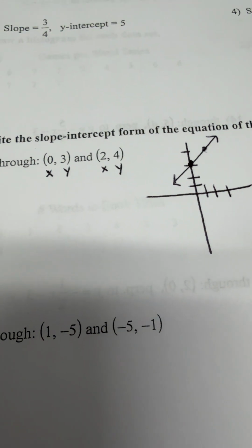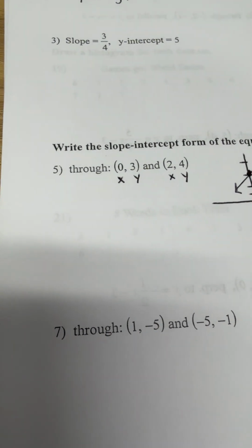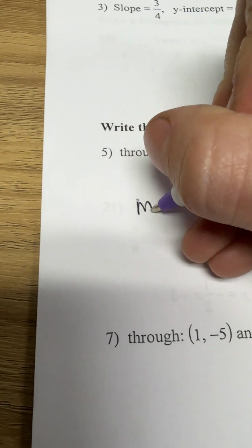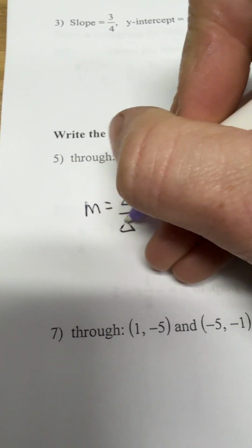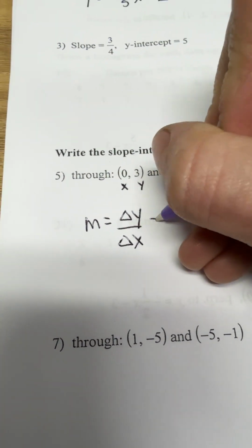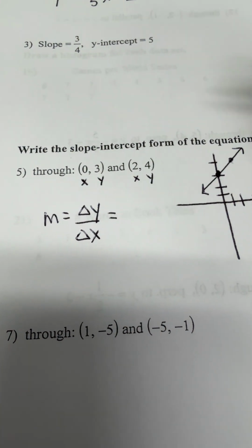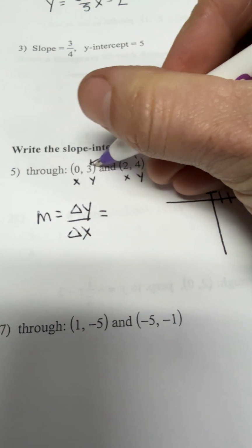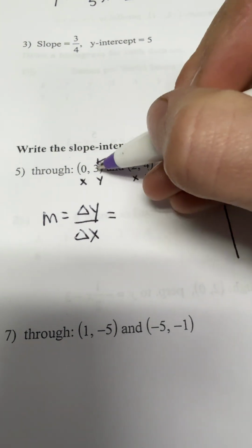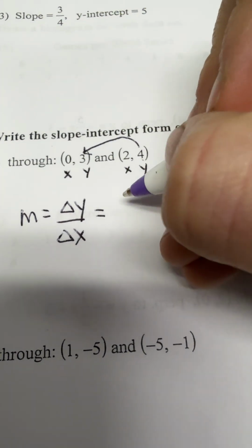But another way to do it is by doing our slope formula. So let me write that down for you. Slope is equal to change in y over change in x. What does that mean? That means the difference between the y values and the difference between the x values. So what I do is I subtract my y's, and I have to do it in the same direction, meaning 4 minus 3 is going to be a 1.